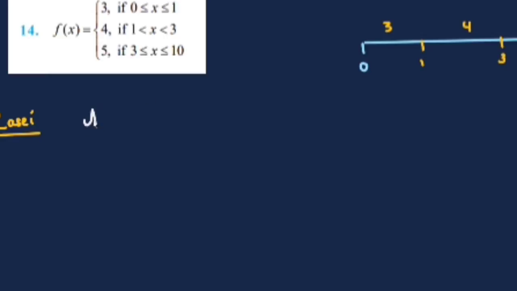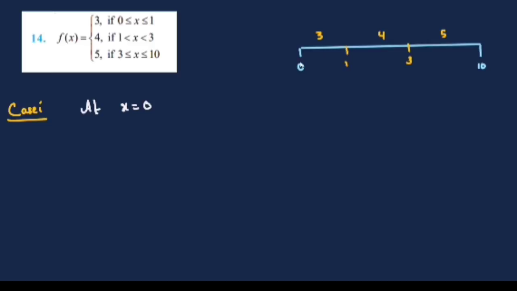Case 1 is at x is equal to 0. Now because it is at the end, you need to check only the right limit at 0. Here at this end you have to check at 10 and the left, because left of 0 the function doesn't exist, so we need not check. The domain is from 0 to 10. So let us check at 0.